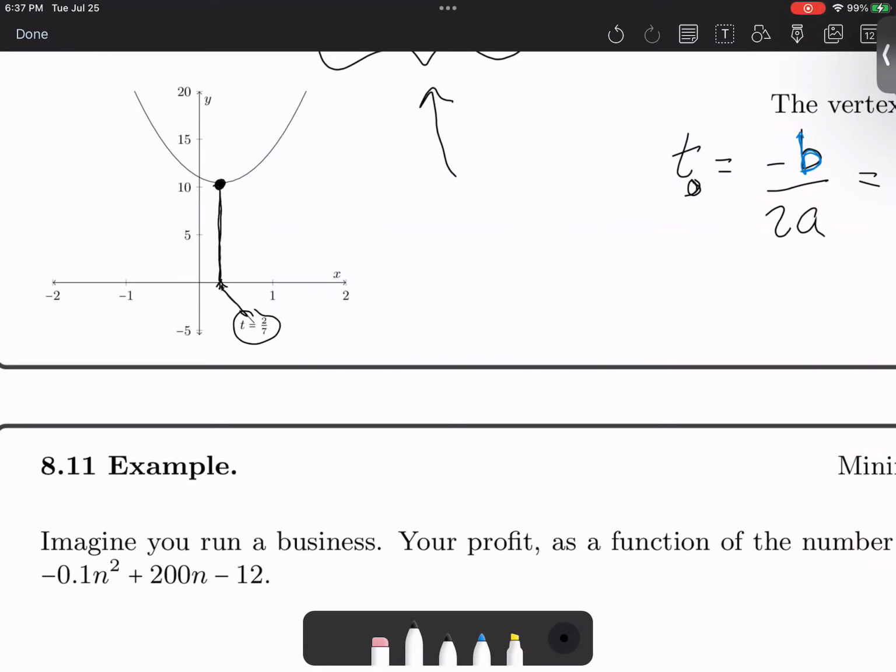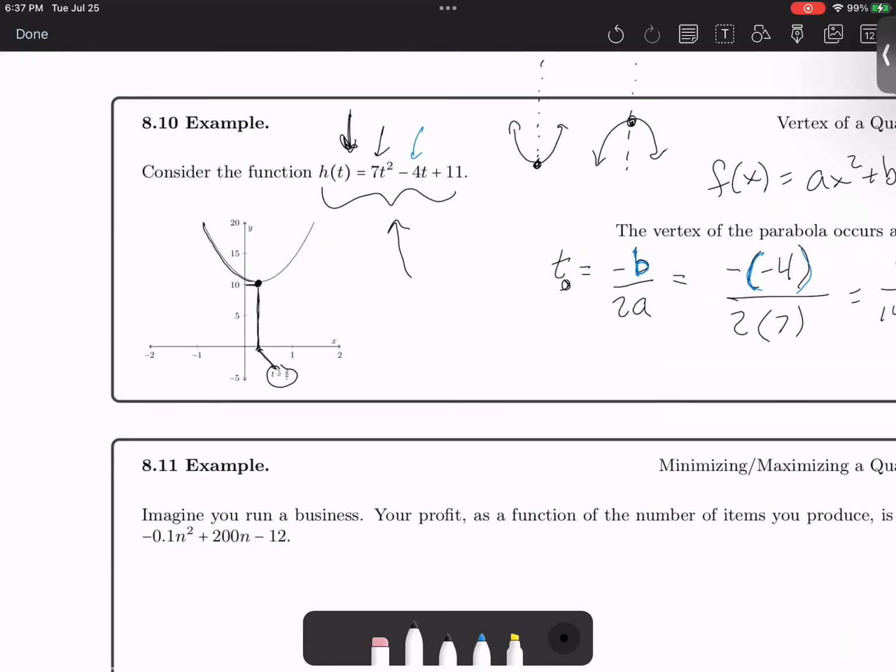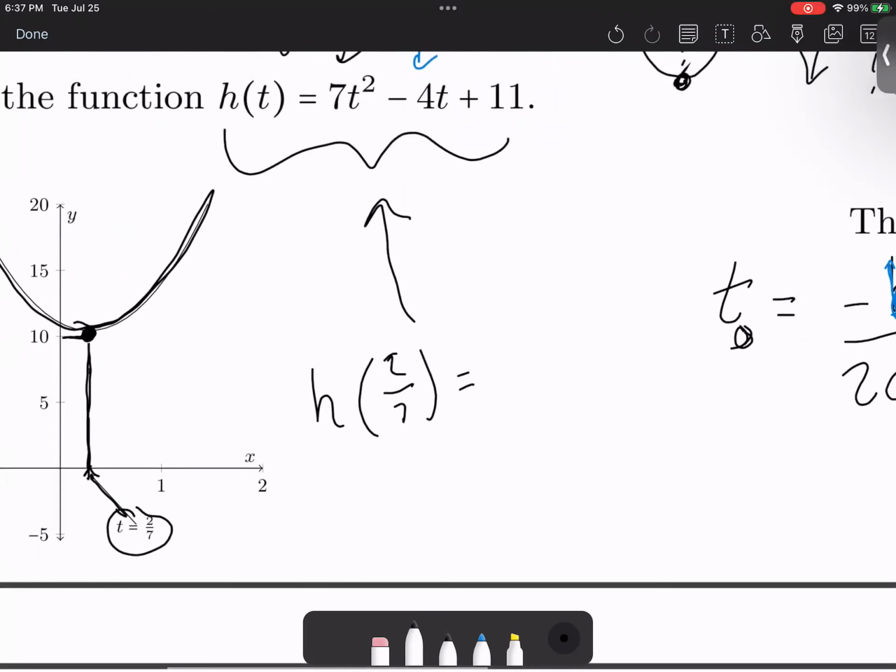And then if you actually wanted to figure out what y value that is, you need to evaluate it inside your function and see what your function gives you at 2/7. So if we took our function h and evaluated it at 2/7, we'd get 7 times 2/7 squared minus 4 times 2/7 plus 11, which is going to give us what? That 7 can cancel with one of those 7s.